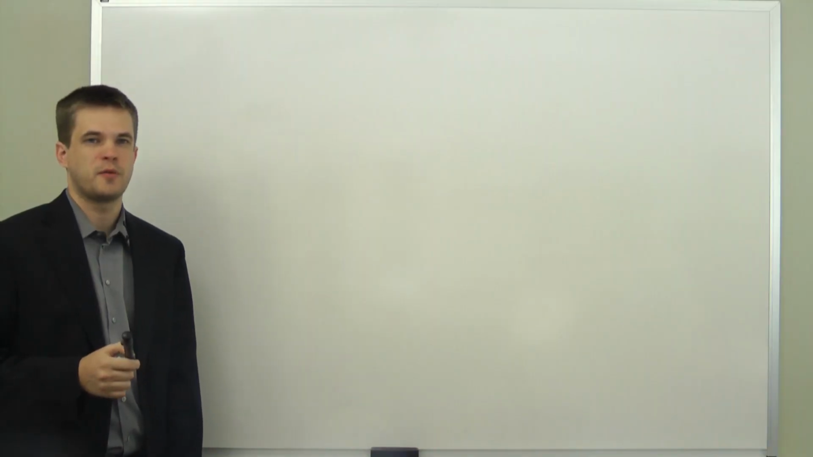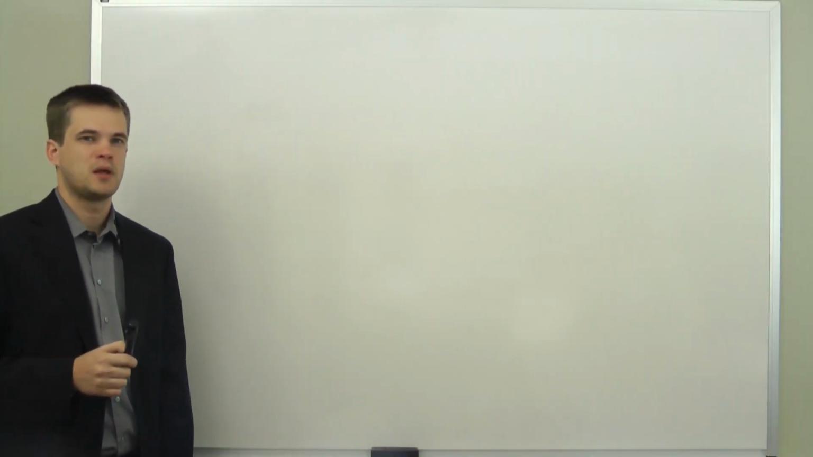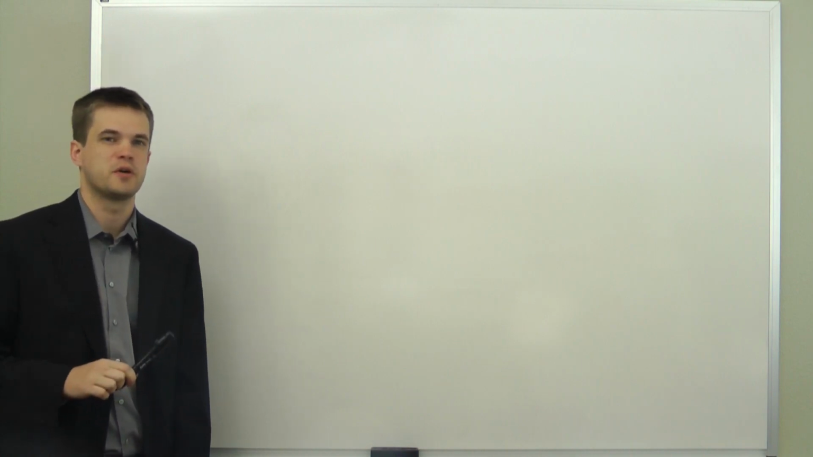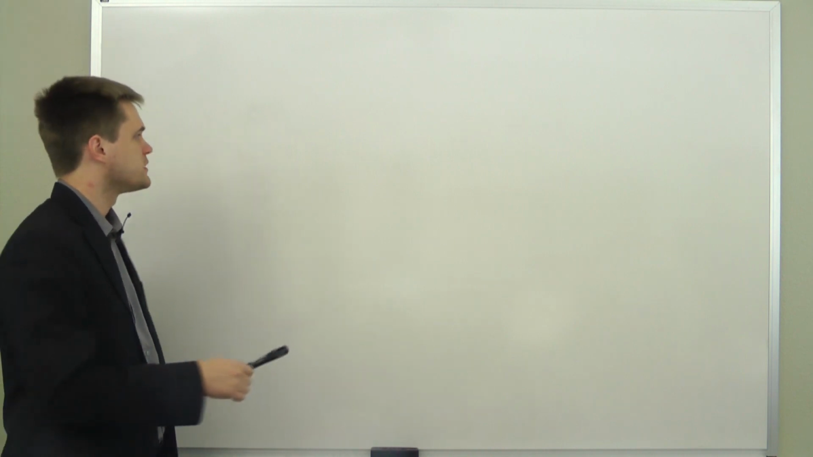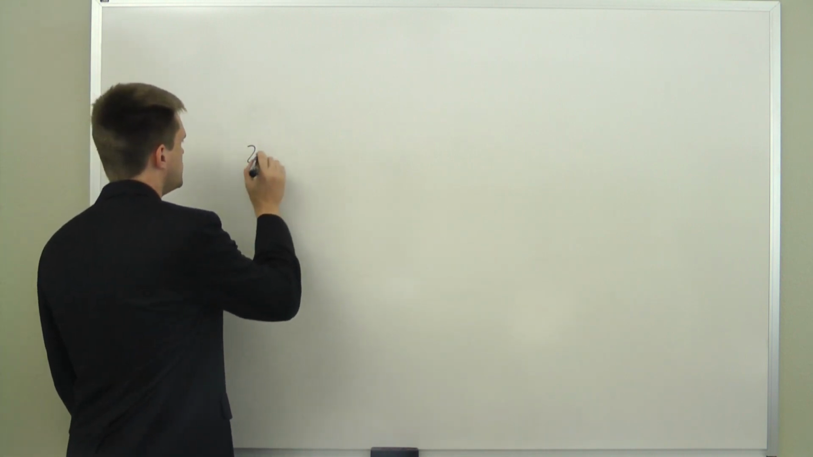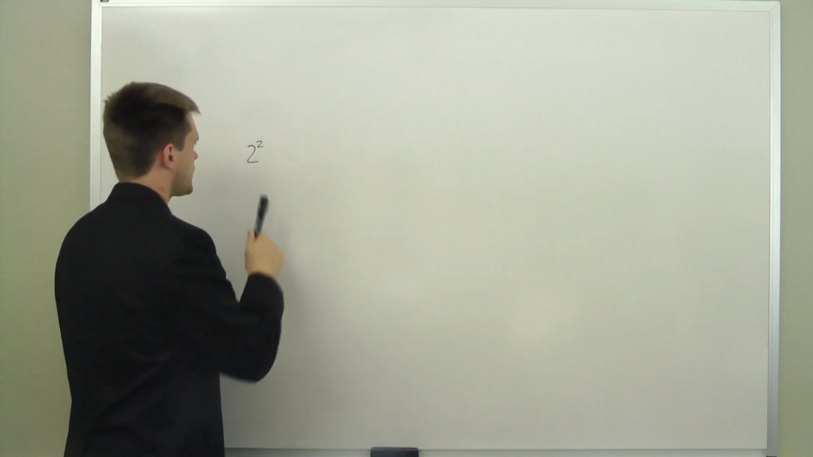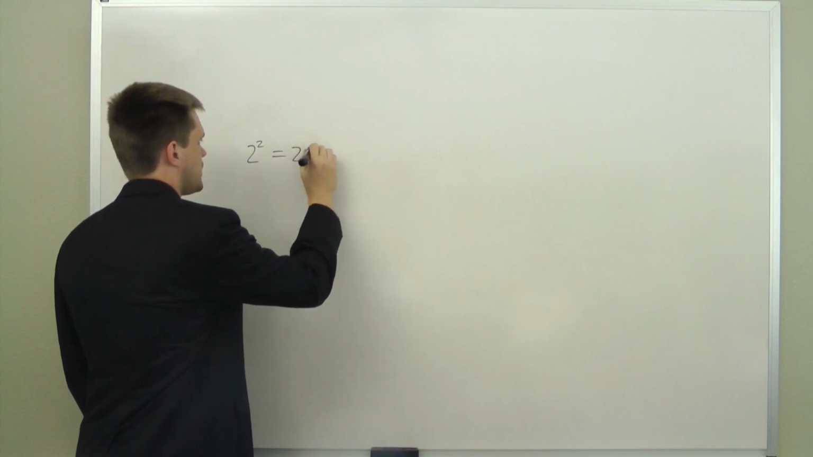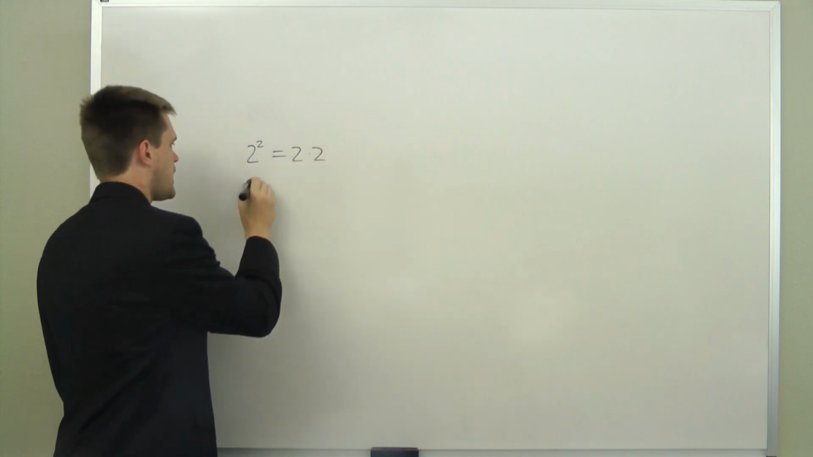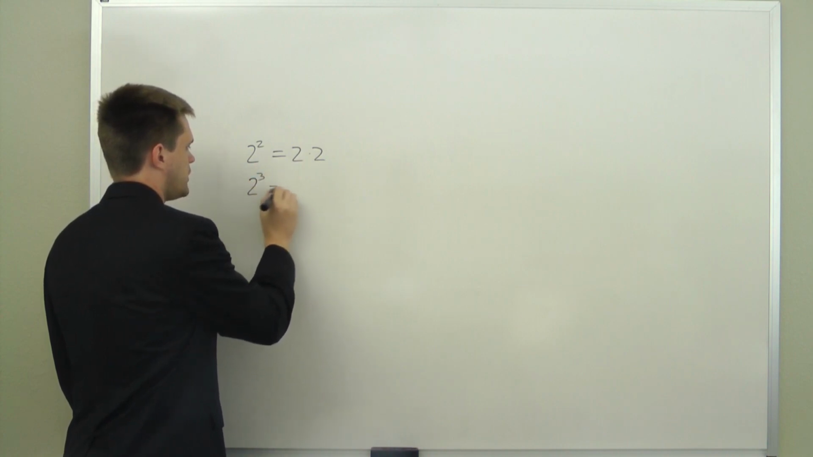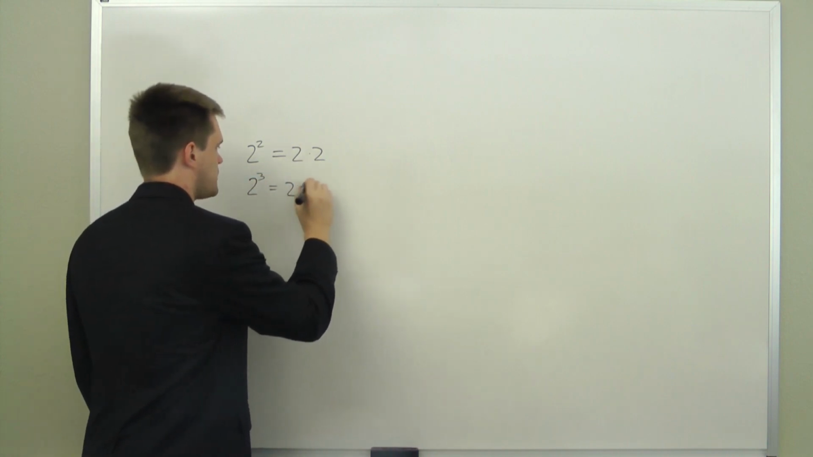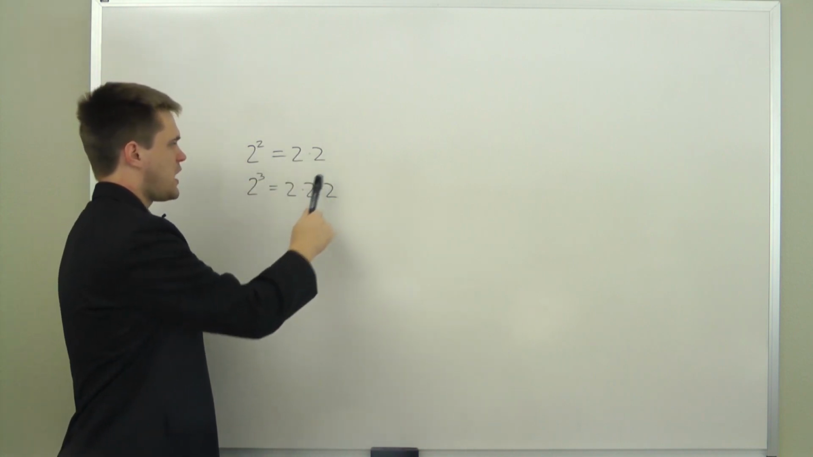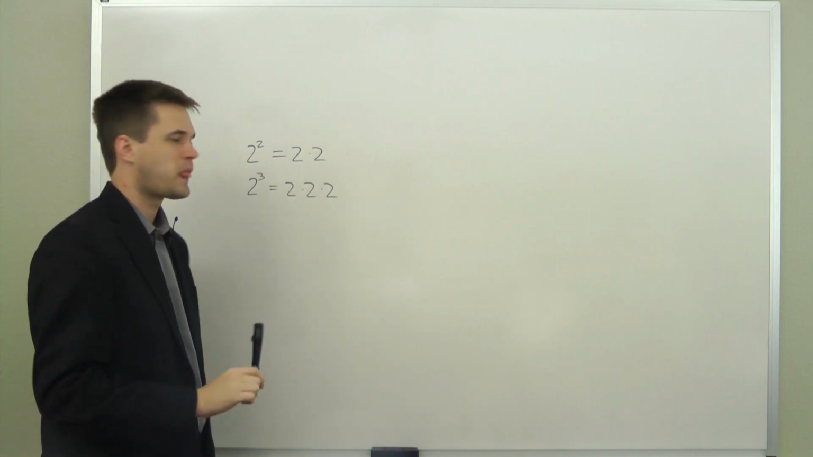In this video, I'm going to talk about exponents and roots. An exponent is a number that tells you how many times to multiply the base number by itself. So for instance, if we have 2 raised to the 2nd power, like this, what this is telling us is that we need to multiply 2 times 2. Now, if we had 2 raised to the third power, this would be the same as 2 times 2 times 2. So the exponent is saying how many times to multiply this number by itself.